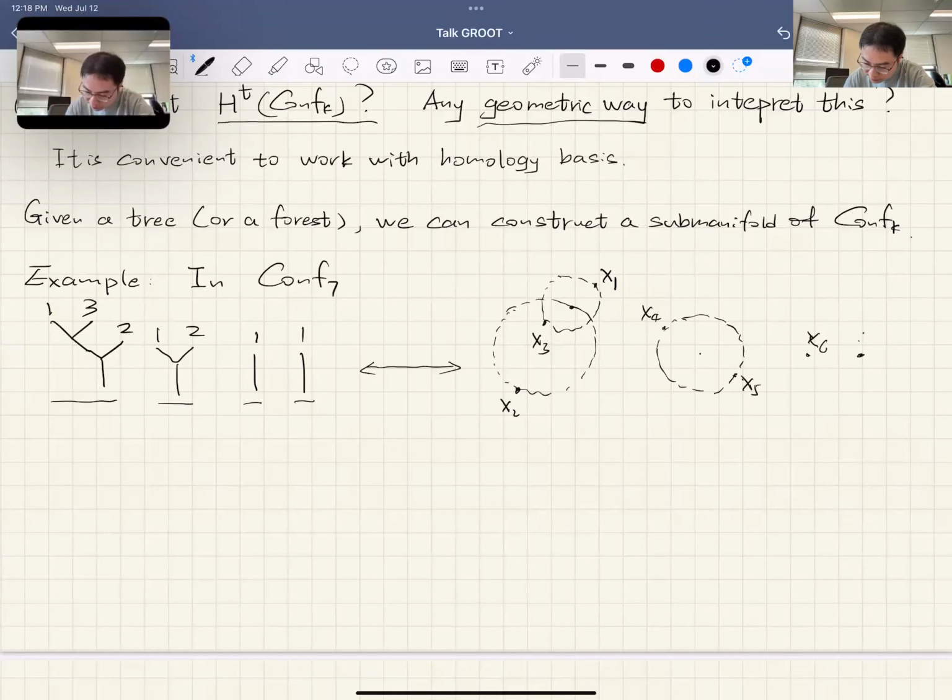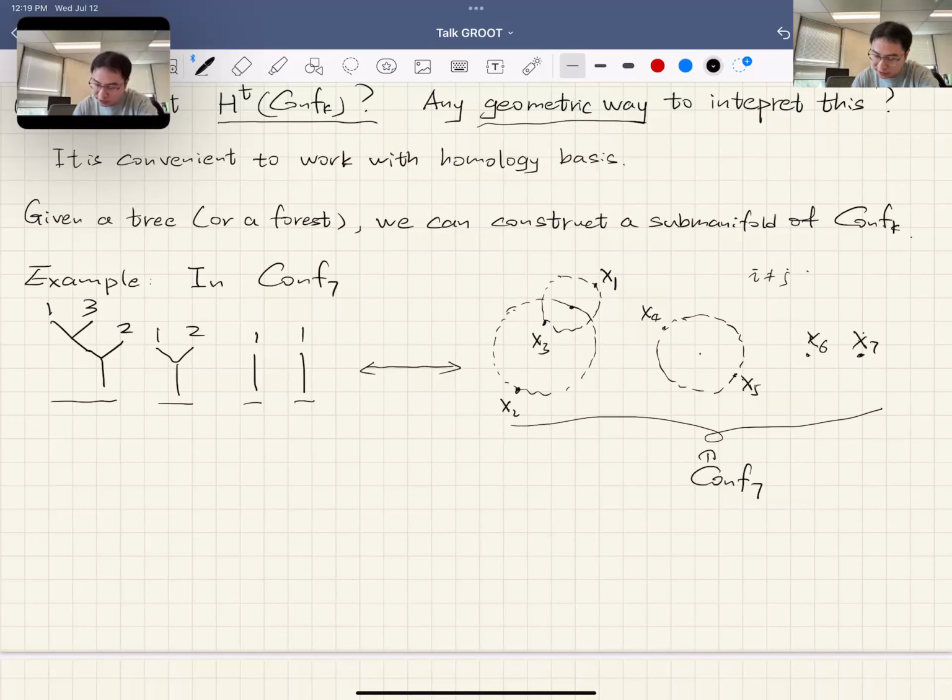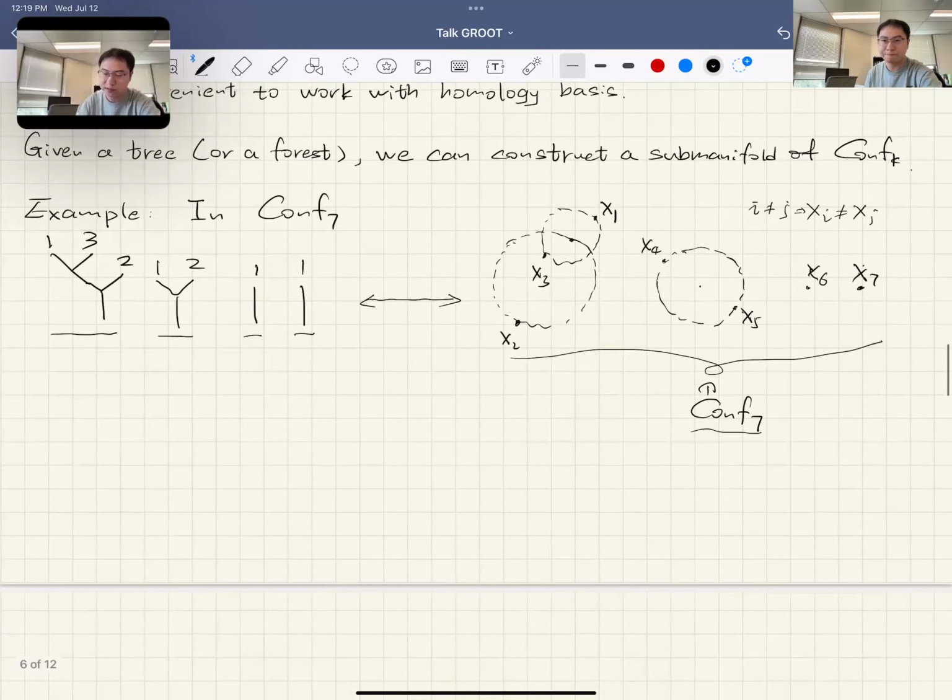I have x6, x7 here. And we realize that together, this is a point in Conf7. Because as you can see, x1 is not equal to x2, x1 is not equal to x3, and whenever i is not equal to j, xi is not equal to xj. So this certainly satisfies the definition for being a configuration space.